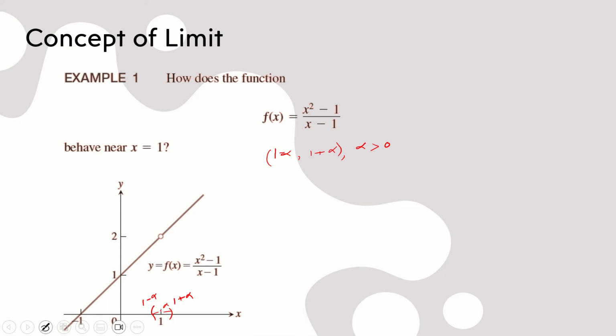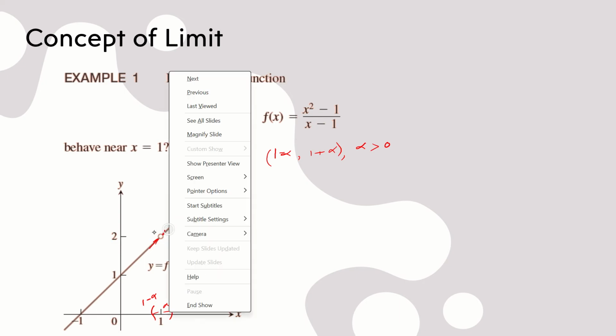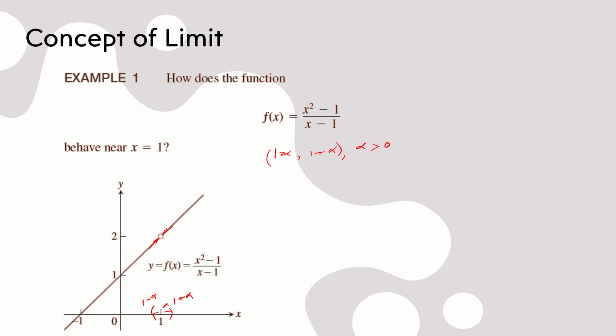So in this interval, what is the behavior of the function? So you see, the behavior of this function near this point is almost the same as that of the function x plus 1. And why do we have this? This is the graph of y is equal to x plus 1 except at x equal to 1.